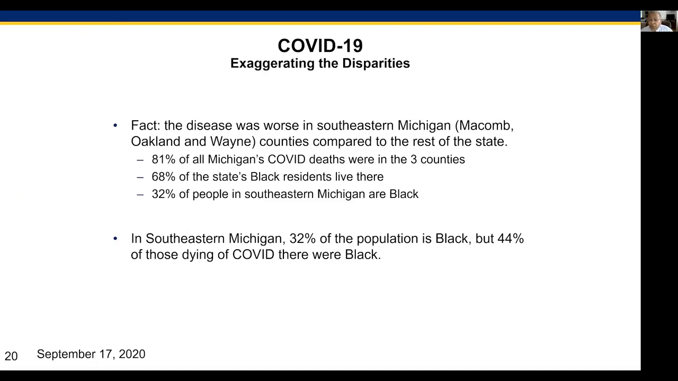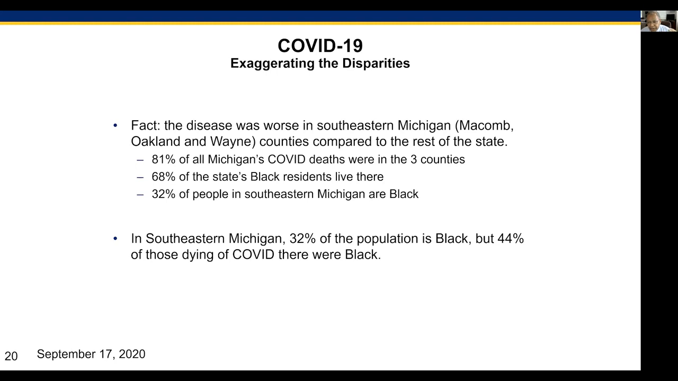But we can also look at it another way. The disease was worse in 3 counties that make up far southeastern Michigan. 81% of all Michigan's COVID deaths occurred in those 3 counties. 68% of the state's Black residents lived in those 3 counties. 32% of the people in southeastern Michigan are Black. And it is very appropriate to say that in southeastern Michigan, not all of Michigan, where the COVID epidemic was, 32% of the population was Black and 44% of those dying are Black.